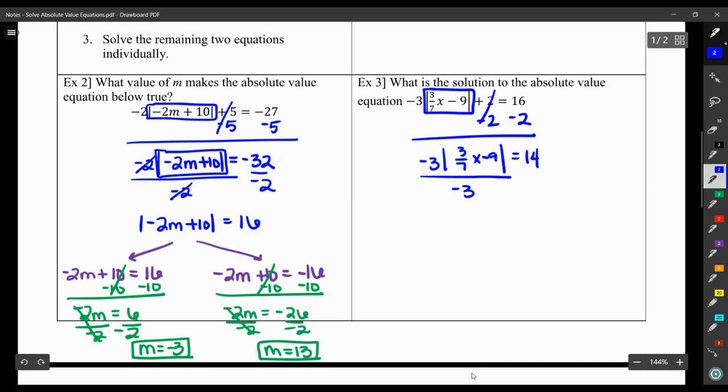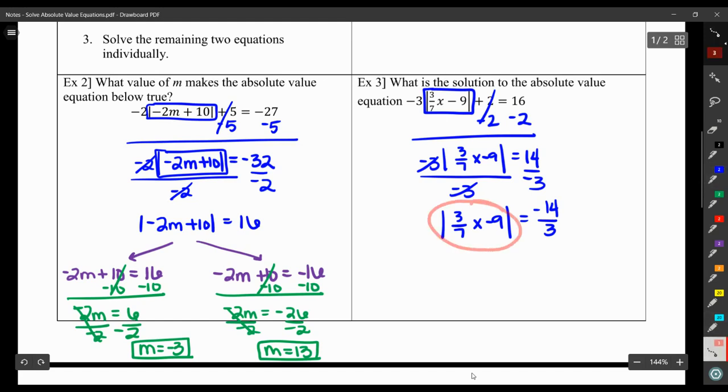Finally, we're going to have to divide out the negative 3 to get the negative 3 away. Absolute value of 3 over 7x minus 9 is equal to a negative 14 thirds. Now pause here and think for a second. The absolute value is supposed to count distance from 0, not caring if it's positive or negative. Well, that means you'll never end up with a negative number. So when you take the absolute value of something, you should never equal a negative number as an output.